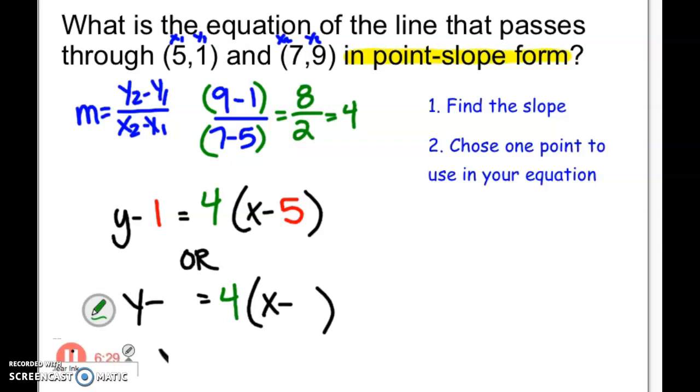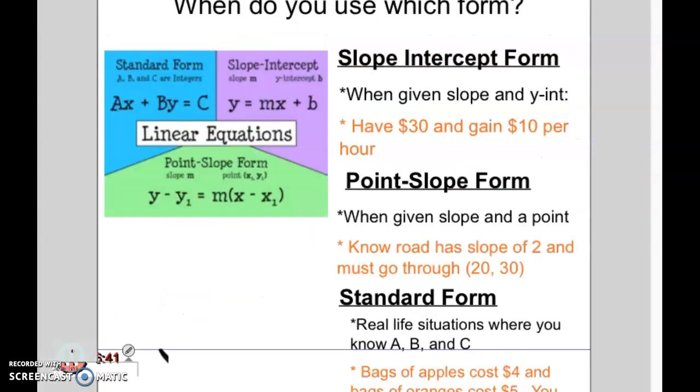The 4 will stay the same, the slope stays the same there, but we could fill in our 9 and 7 instead. Just don't mix and match, right? These are both acceptable answers. So choose one point, doesn't matter which one, they're both correct. Right? So when you use them, this one's just kind of a thinking slide, thinking about the difference between them.